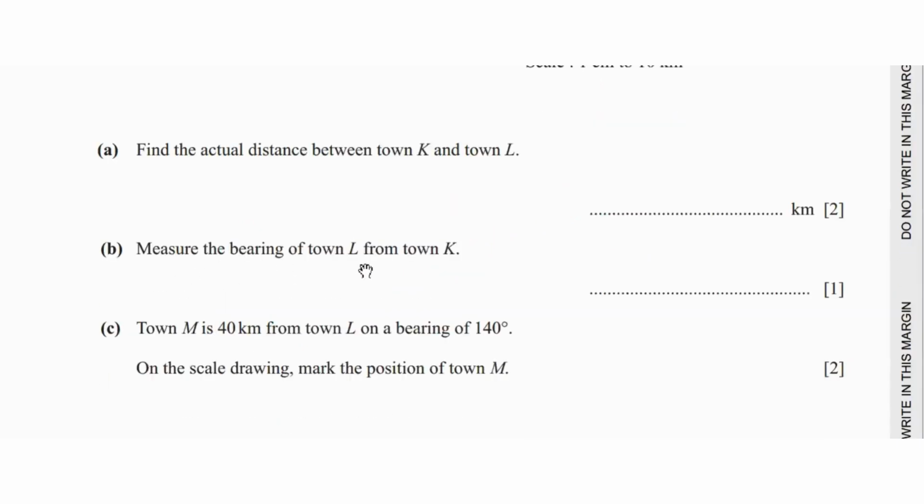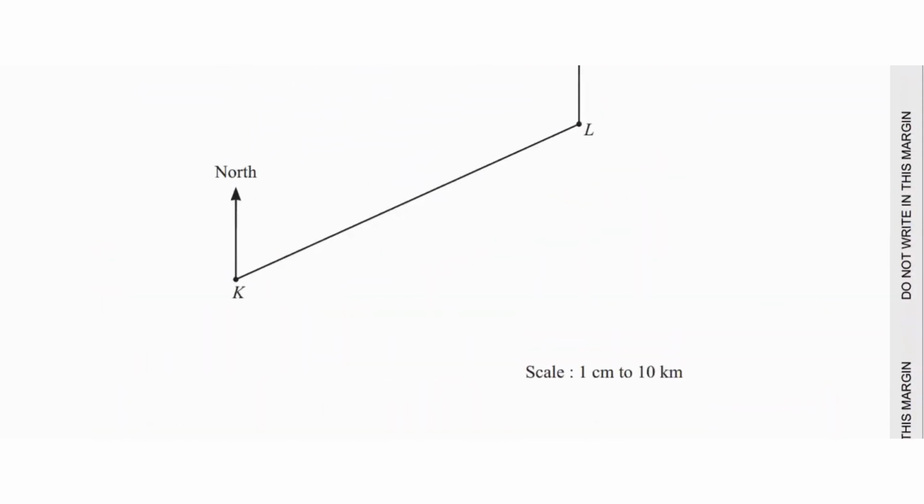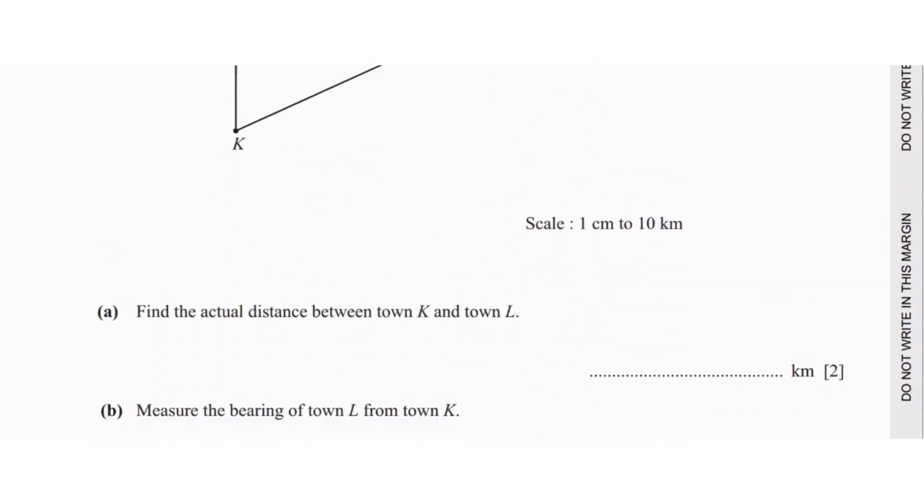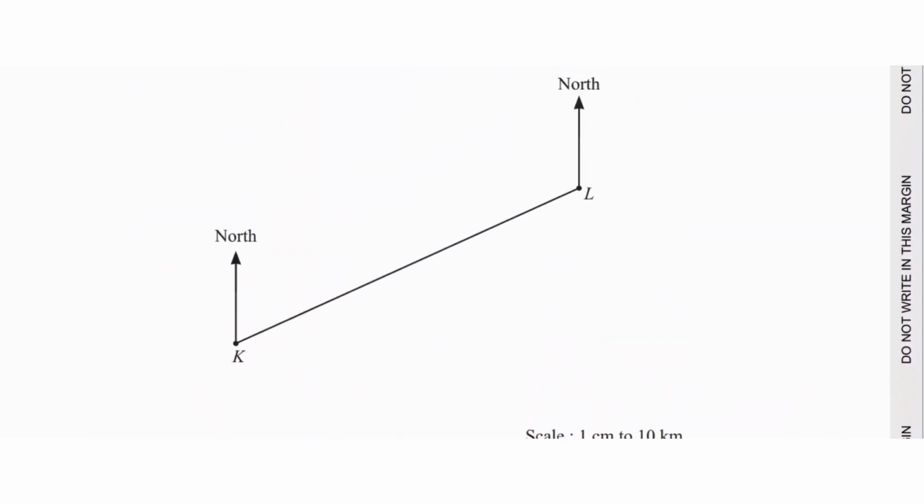Then it says measure the bearing of town L from town K. When it says from some place, you measure the angle from that point. So this is the angle that we're going to measure. So you're going to take your protractor and put the center over here at the north. And then you will measure this angle. This will be your bearing of town L from town K.